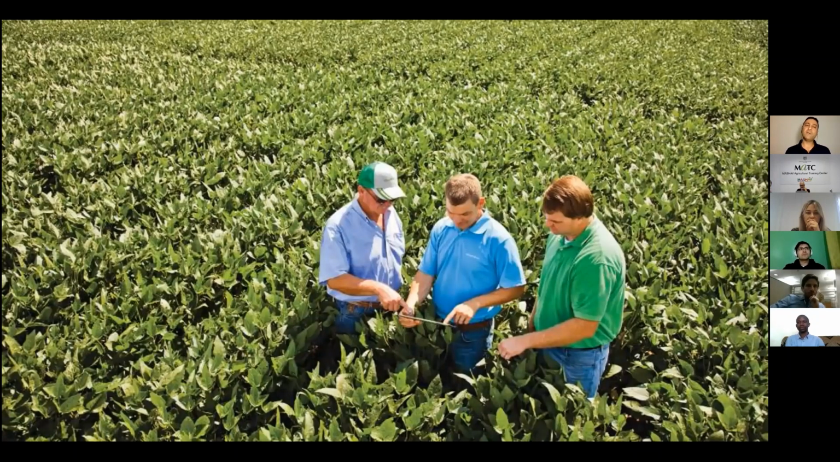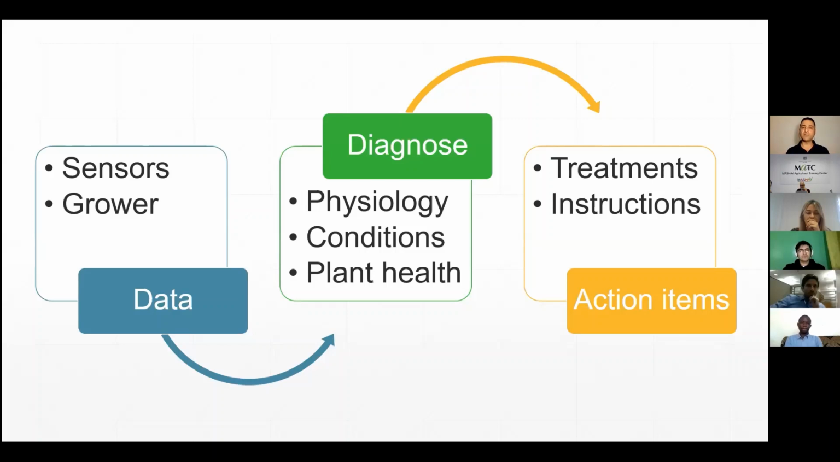Okay, so if we are just writing down mainly what we are doing when we need to decide about action items. First of all, we are collecting data from the grower or from the sensors. We get the impression from the plant, and then we diagnose in the field the physiological stage of the plot, how it looks, what its conditions are, how the plant health looks. Is it healthy? Do we have diseases? Do we have insects? Do we have anything else that can affect the action items?